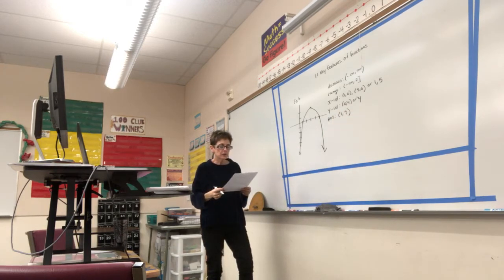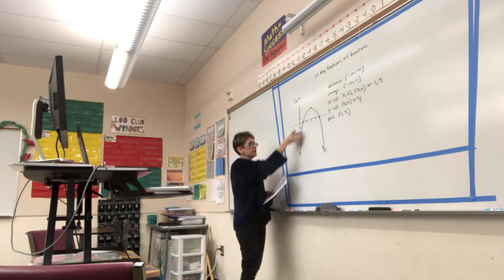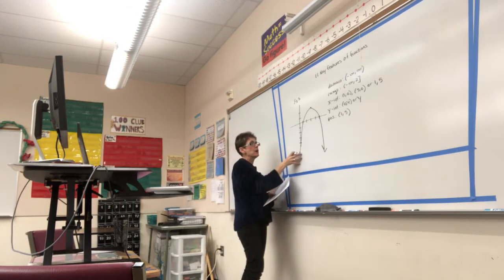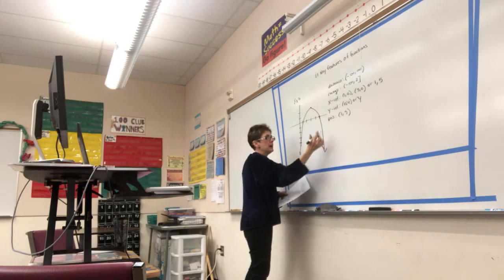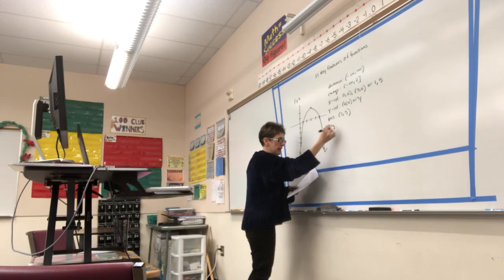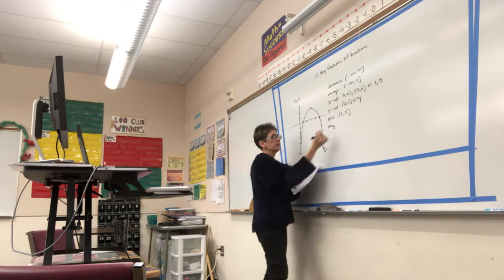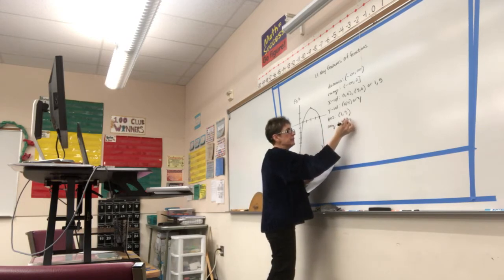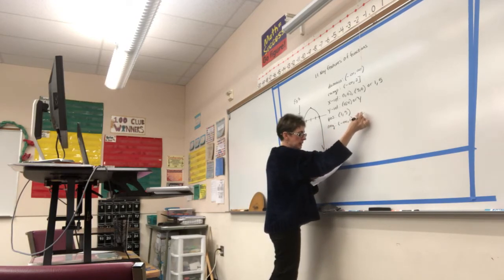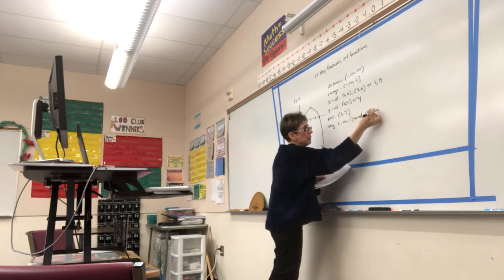On what interval is the function negative? So here there are 2 spots where this function is negative, to the left of 1 and to the right of 5. So since we have 2 intervals, we're going to say from -infinity to 1 and from 5 to +infinity.